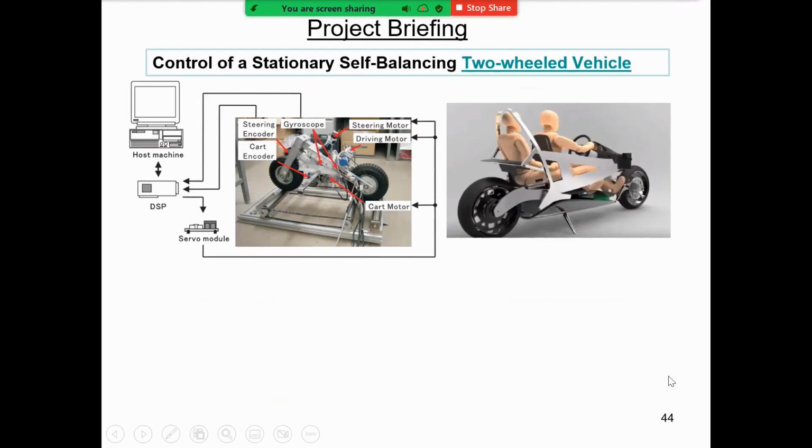Now, this project is about a self-balanced two-wheeled vehicle. This is a real-world application. Let's first take a look at the video clip.